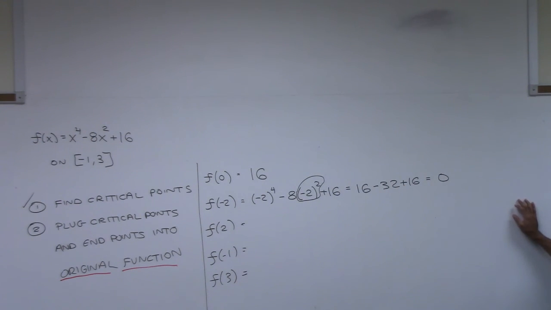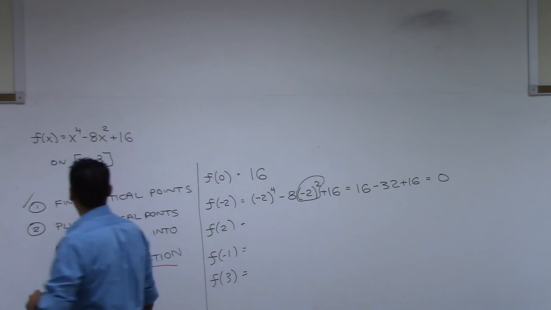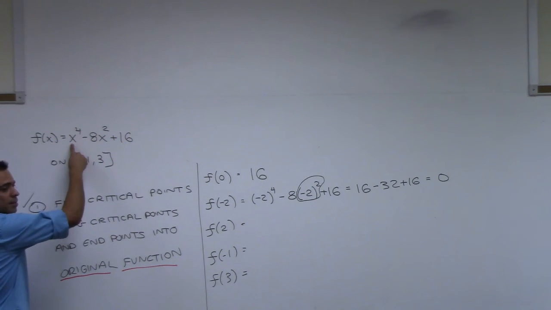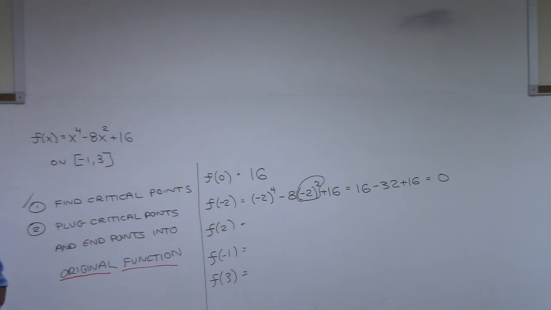Now we plug in 2. What happens when we plug in 2? Same thing that we did when we got -2, right? Because plugging 2 in is the same as plugging -2 in, because it's to the 4th power. Same with the squared term. So shouldn't we also get 0 there? Okay.